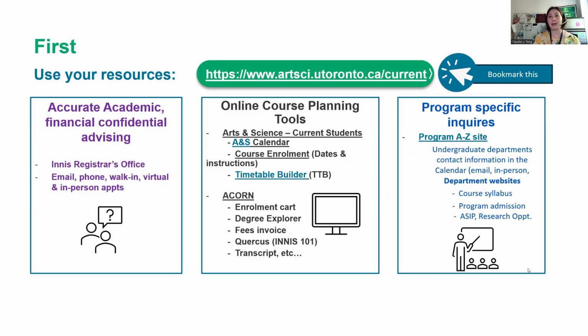So there will be other sites at the department unit's website that you might refer to, and you can find all of the contact information in the program A to Z site within the calendar of Arts and Science. And in there, you will be able to find websites to departments as well, where you can access more detailed course descriptions or have any questions about ASIC or their research opportunity programs. Then sometimes you may want to refer to the department's website.